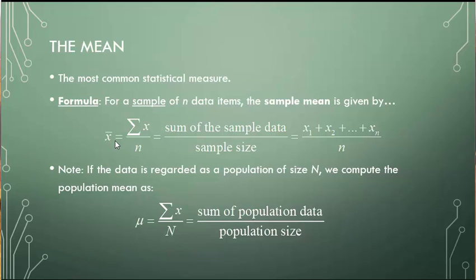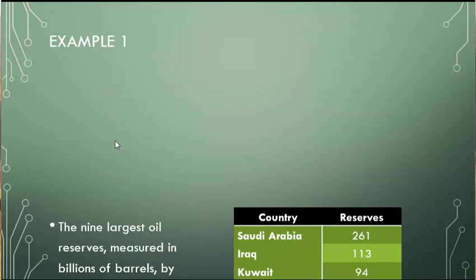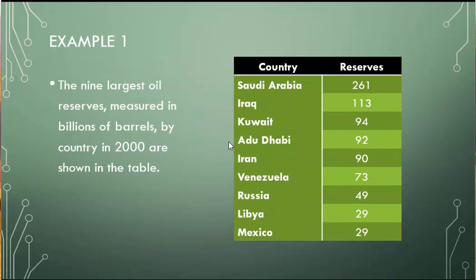So let's take a look at an example and see how we can compute the sample mean. The 9 largest oil reserves measured in billions of barrels by country in 2000 are shown in the table here. Let's determine the sample mean and interpret the solution.